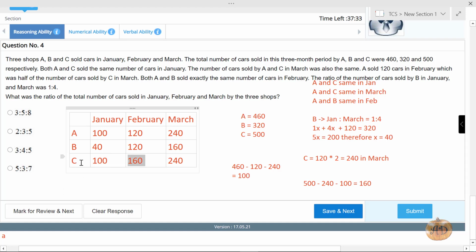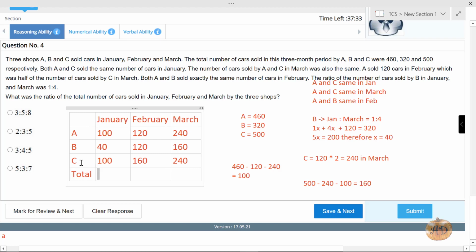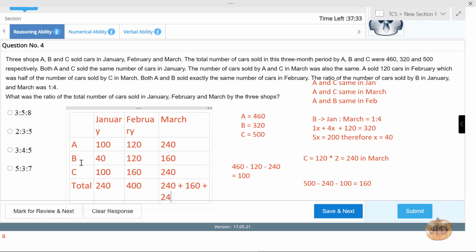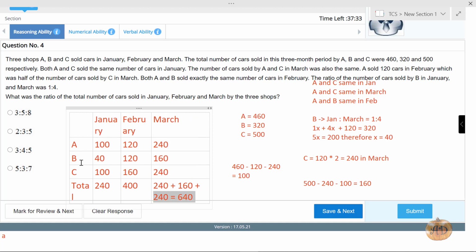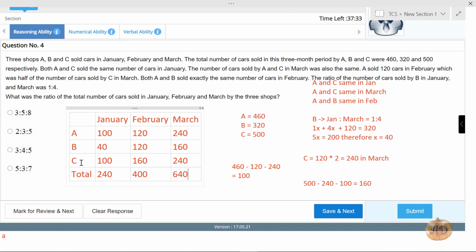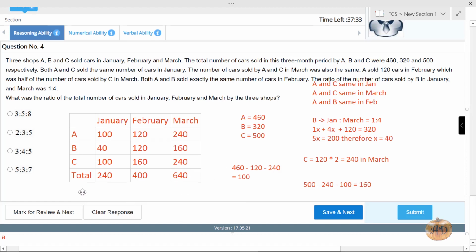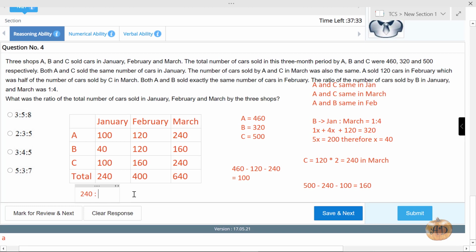Wait, let me make another column also. Total. So 100 plus 40 plus 100 is 240, 120 plus 120 plus 160 is 400, and 240 plus 160 plus 240 is equal to 640. Now when you try to find the ratio, you have to just get it into the simplified form, as simply as you can do it.